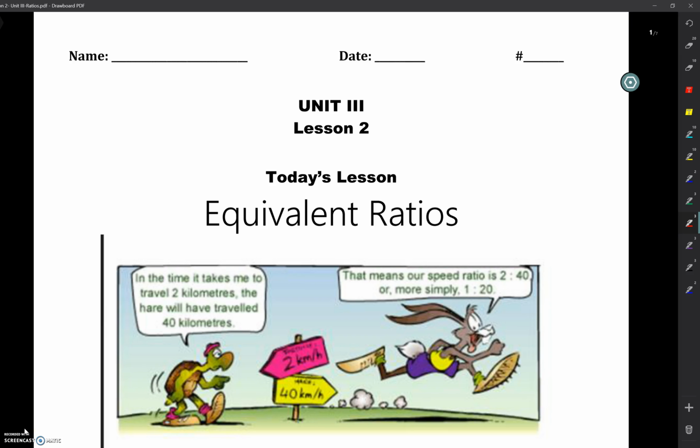Okay, boys and girls, today we're going to go on to Unit 3, Lesson 2, which is equivalent ratios. Yesterday we were working on ratios, and today we are going to be looking at equivalent ratios. Now remember, at any time you can stop the video, pause it, and continue writing or continue solving a problem, and then move on.